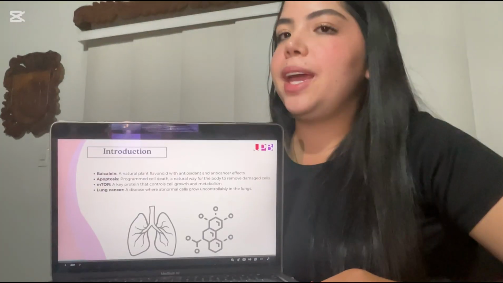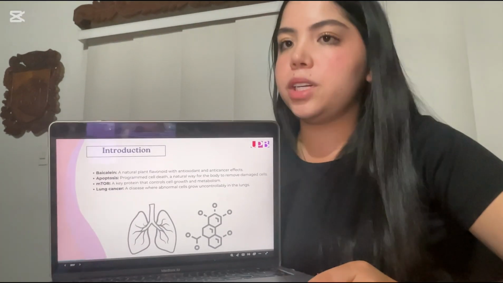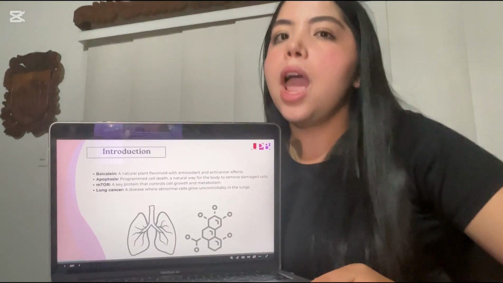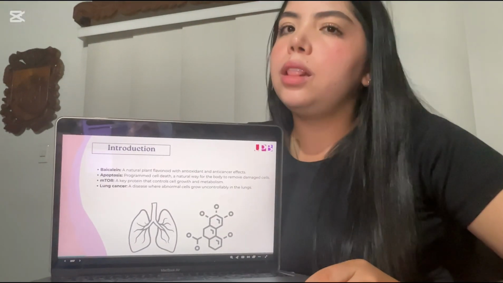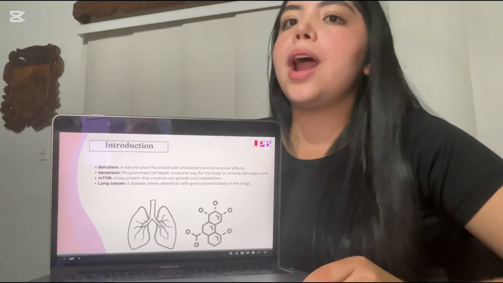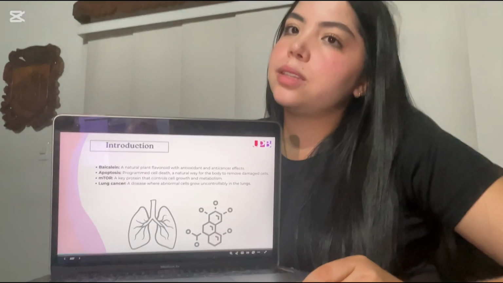Apoptosis. Programmed cell death, a natural way for the body to remove damaged cells. mTOR, a key protein that controls cell growth and metabolism. Lung cancer, a disease where abnormal cells grow uncontrollably in the lungs.